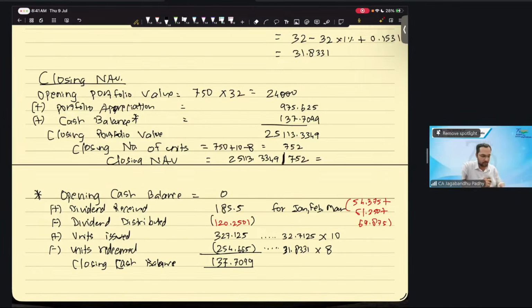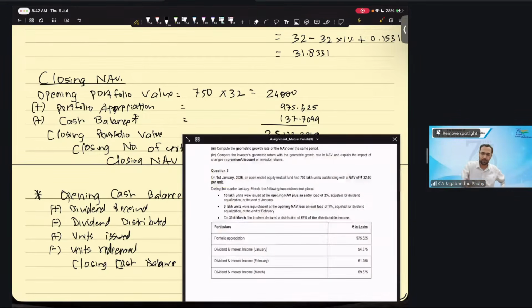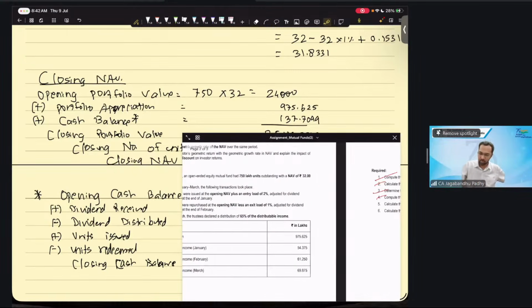25,113.3349 divided by 752. So closing NAV is 33.3954. Yes, this is the final answer. So I think we have answered all of them.